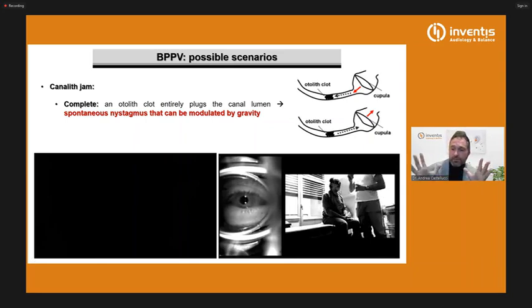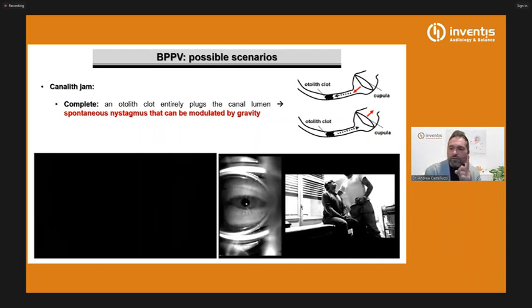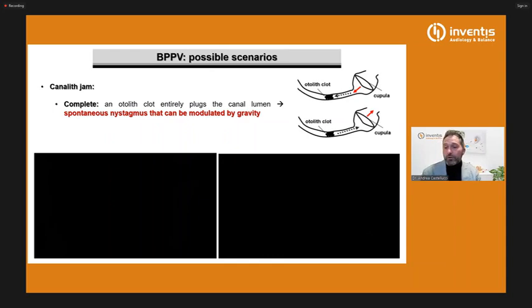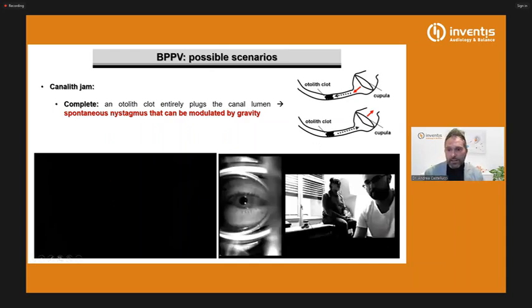So from the beginning, the patient starts with this spontaneous nystagmus. One of the most important things is that this kind of spontaneous nystagmus, and we will see a lot, can be modulated by gravity. And this is typical of a complete canal jam, which can differentiate a spontaneous nystagmus due to a canal jam from a spontaneous nystagmus due to vestibular neuritis or central pathologies and other things, or Meniere's disease and so on.